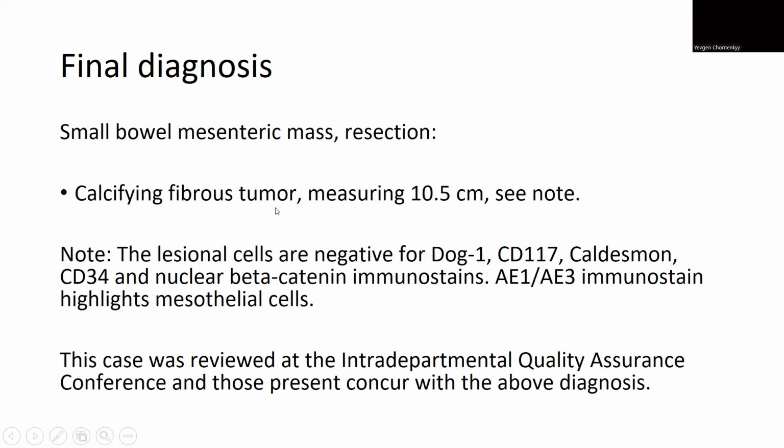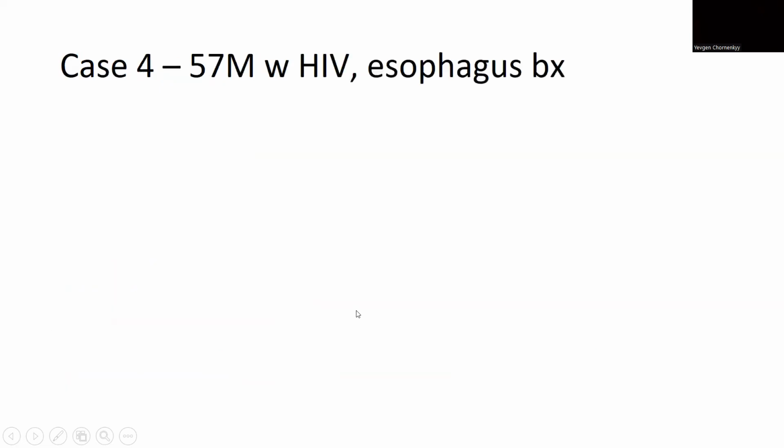Oh yeah, this is how it was finally signed out. It's kind of big. And yeah, we did a keratin, and we ruled out GIST, and CD34 here was negative, and beta-catenin was negative. So we ruled out a desmoid.